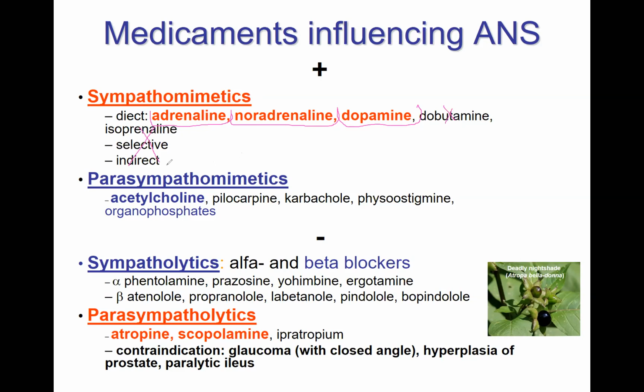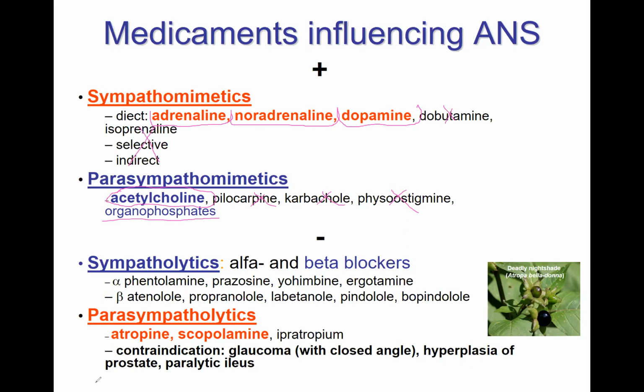Similar for the parasympathetic system, acetylcholine is the natural ligand of this. And we have some other ones which are clinical. Organophosphates are fertilizers, which have been used in many countries in previous years to fertilize the fields, but they are quite effective poisons. They can cause activation of the parasympathetic system, and if you activate it too much, you can stop the heart, as the parasympathetic system lowers the heart function.